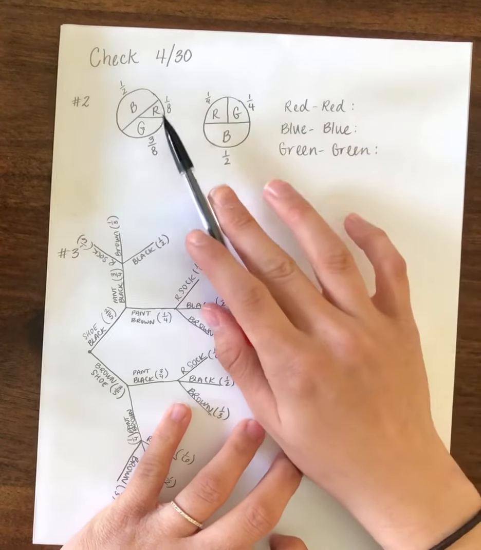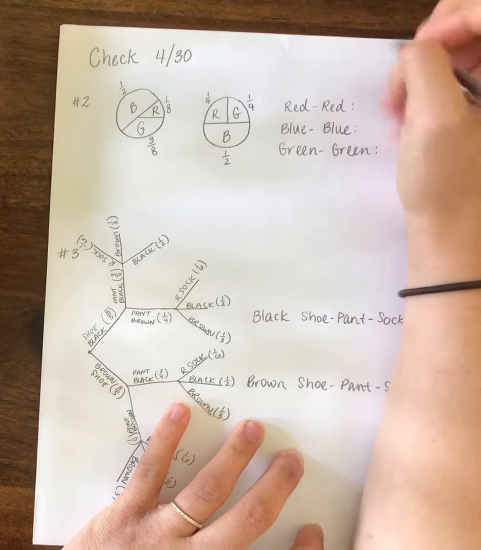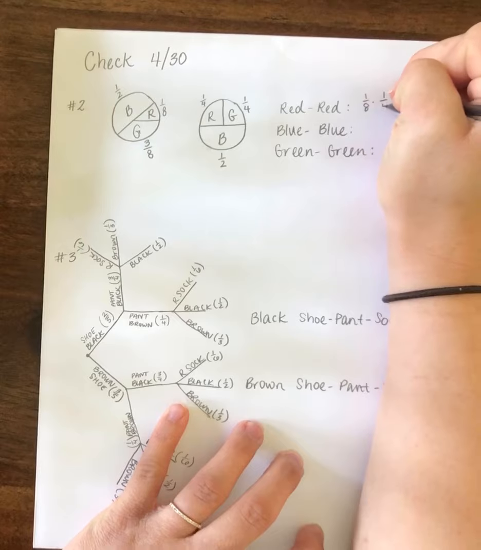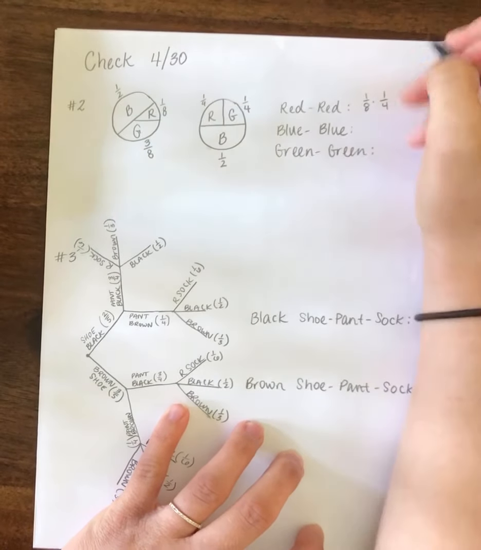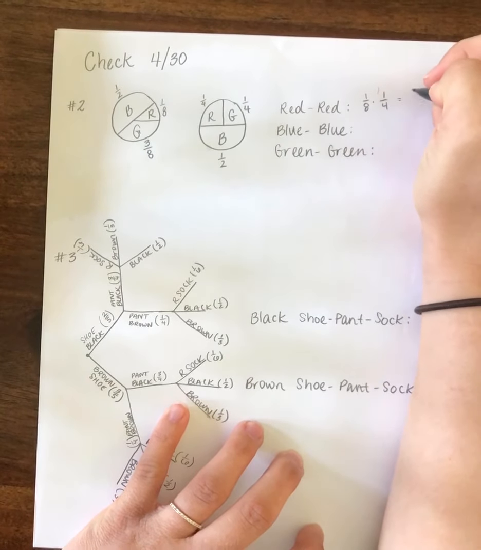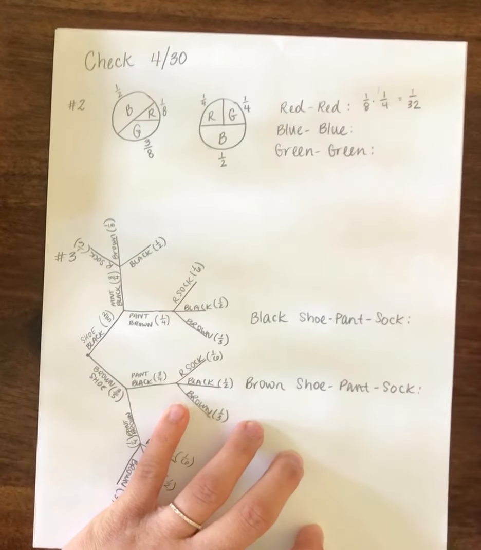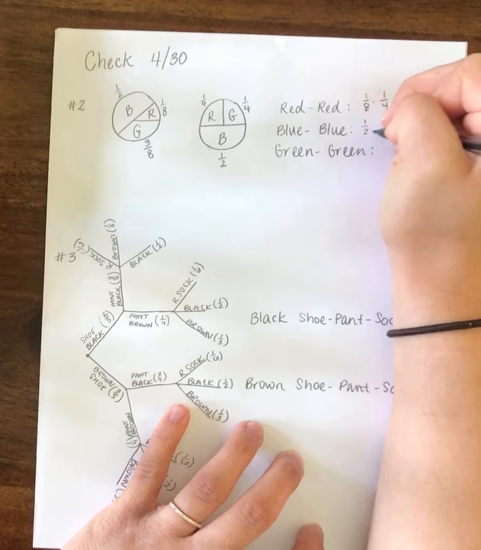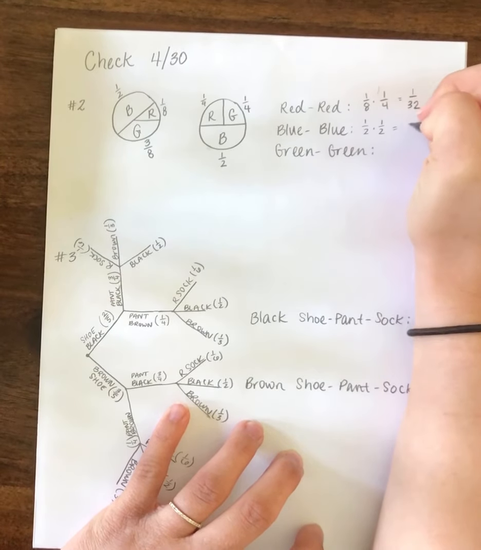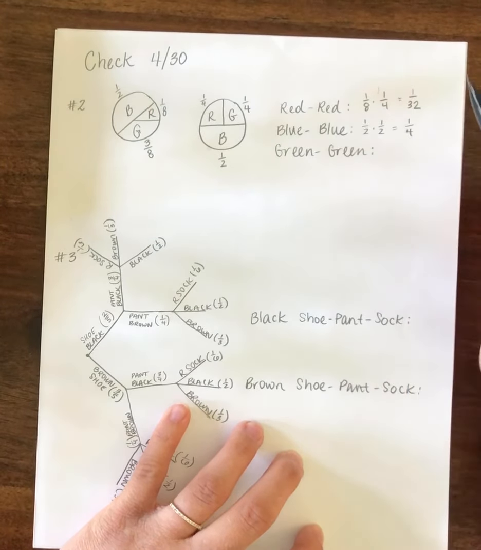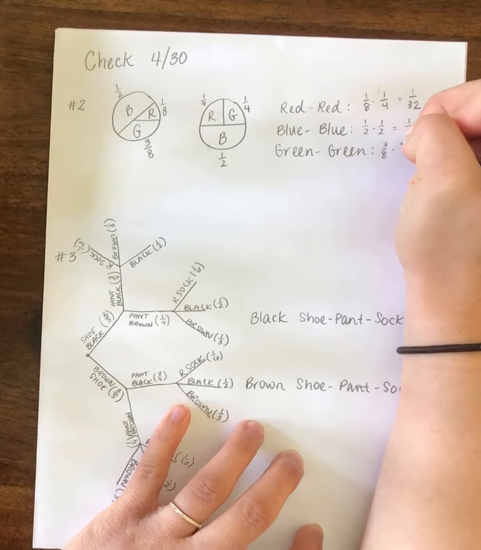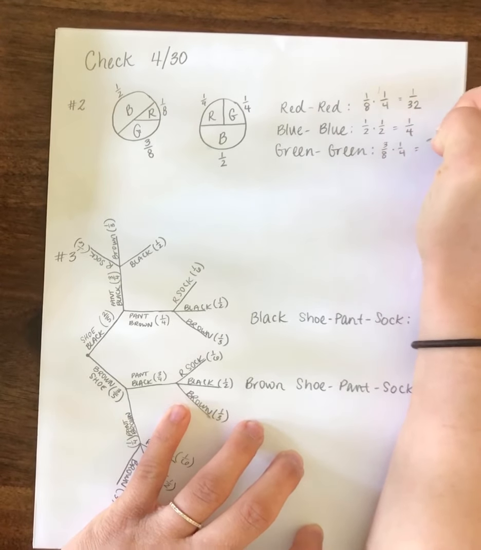To spin a red and then a red, that would be 1/8 times 1/4, or 1 out of 32. To spin blue, blue, that would be 1/2 times 1/2, or 1/4 of the time you can expect to spin a blue, blue. And then finally to spin a green, green, that would be 3/8 times 1/4, or 3 out of 32.